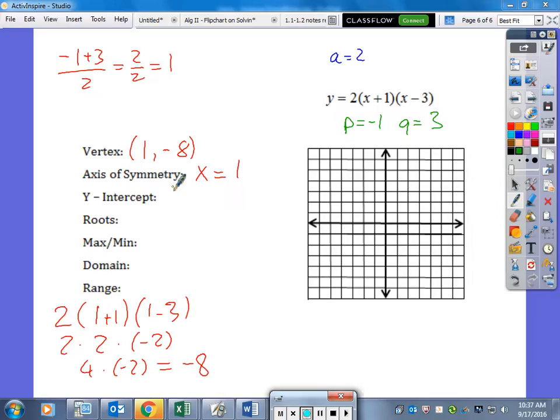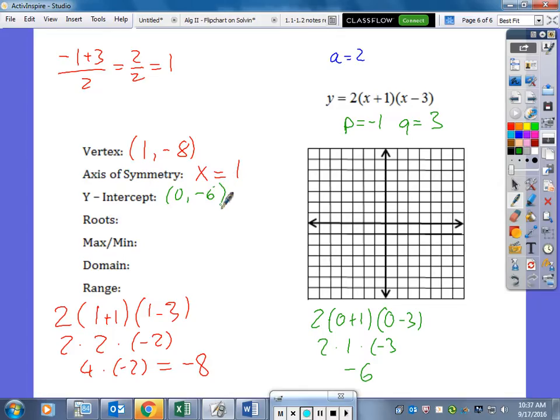The y-intercept is going to be at x equals 0. Plug that in. 2 times (0 plus 1) times (0 minus 3). 2 times 1 times -3. In other words, -6. As usual, for the roots, we don't have to do a lot. We just take the numbers that we have for p and q. -1, 0 is one of the roots. Positive 3, 0 is the other root.